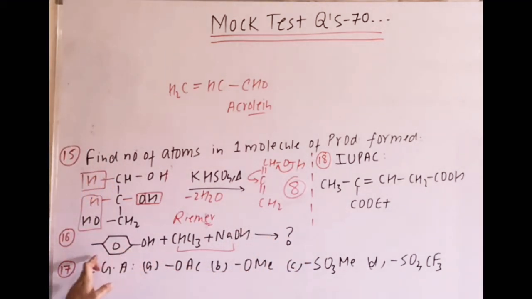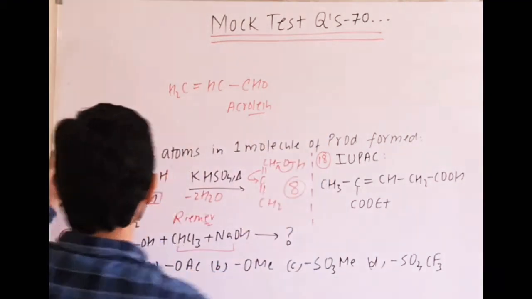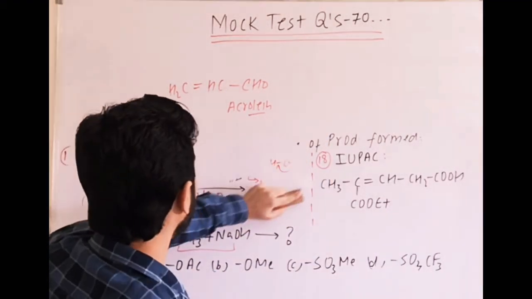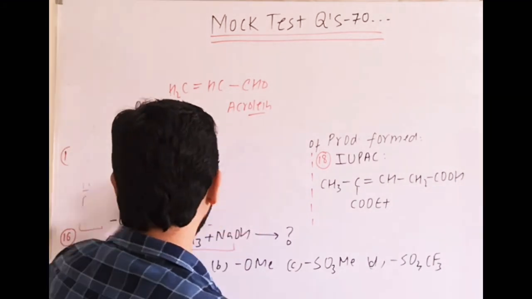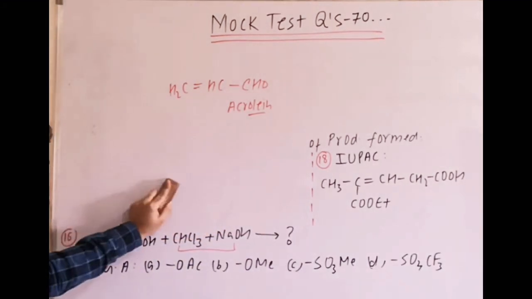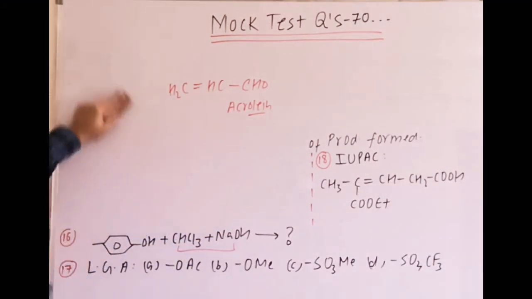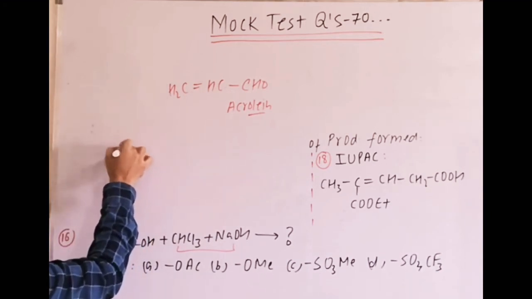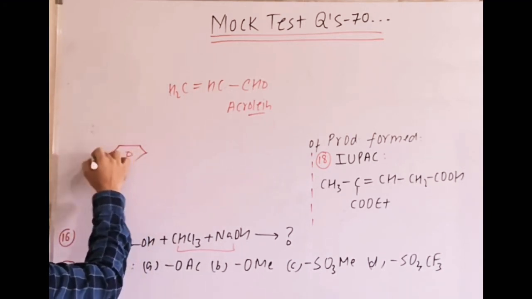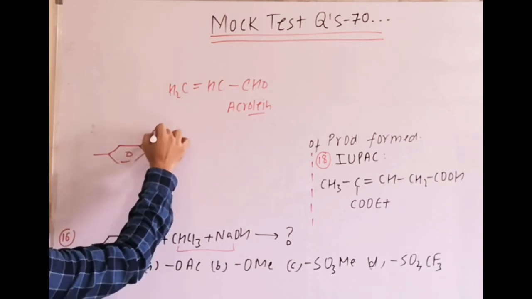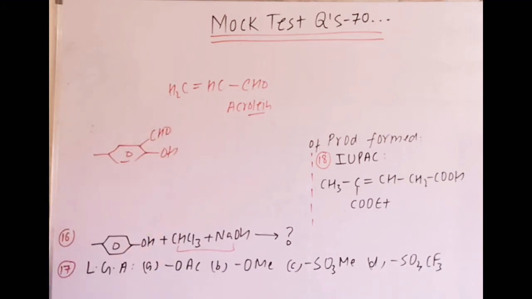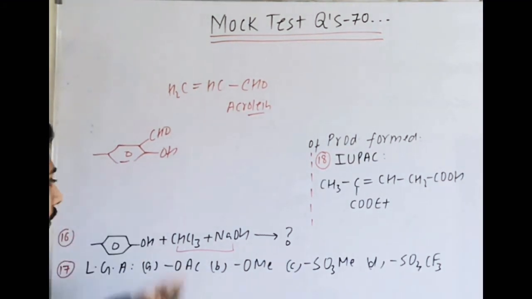So here, in short, OH and CH3 both are activating groups. Which is more activating? OH. So it will decide the position of the incoming electrophile, and this concept is covered in aromatic hydrocarbons, that the more activating group will decide the position. So therefore, with respect to the OH group, CHO should be majorly here, and the minor we are not considering because we have to answer the major product. So that should be the answer.